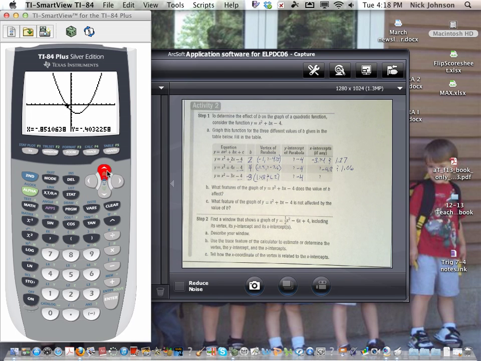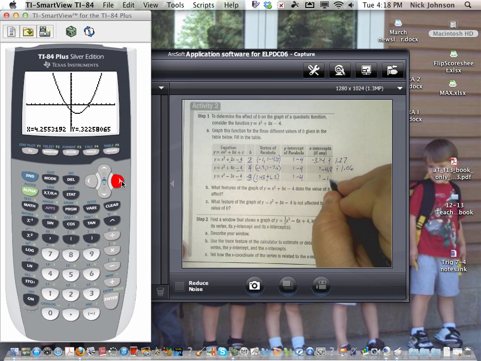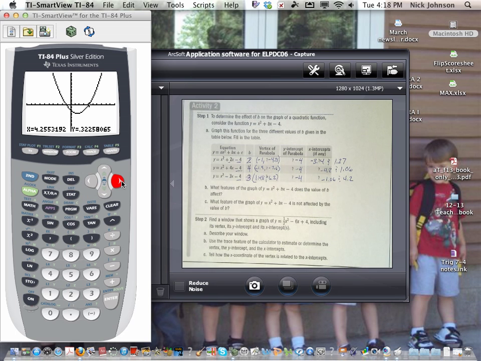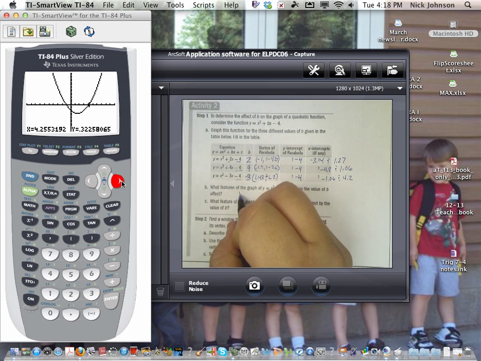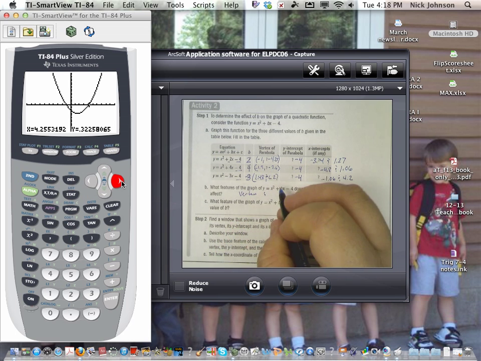My x-intercepts. This one looks to be almost -1. Very close, -1.06, and 4.2.